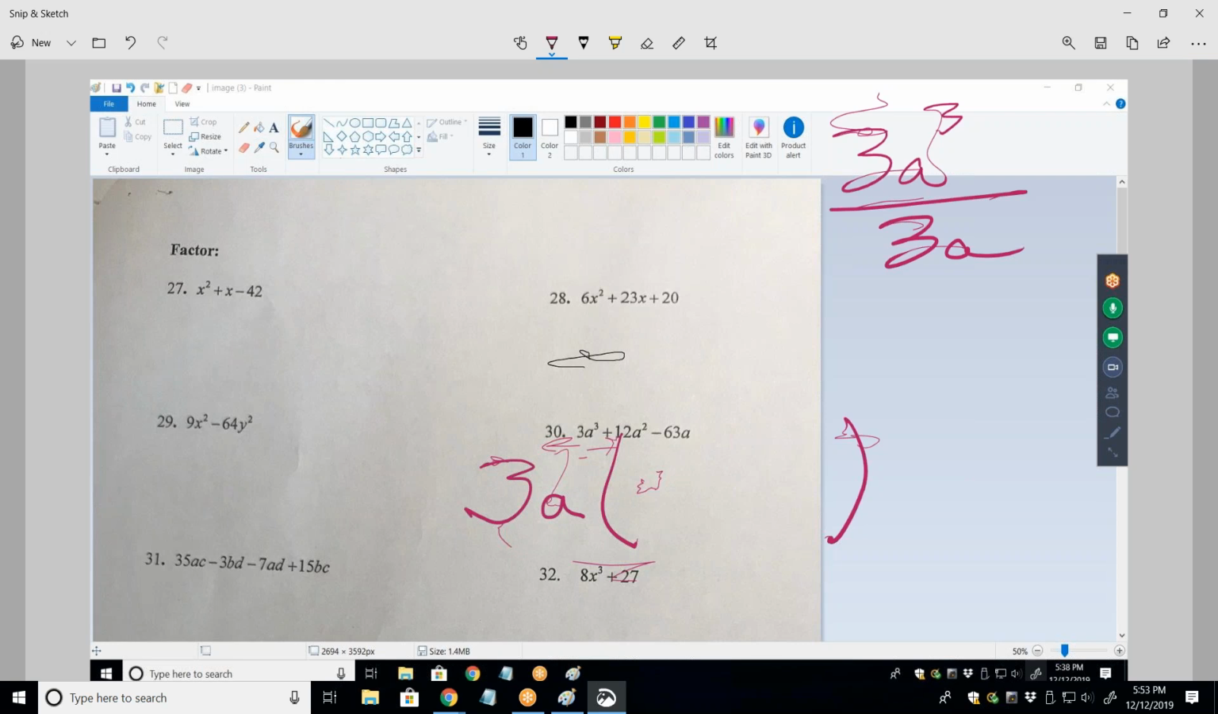1. 1 for the numbers, yes. What for the letters? 1a. What's a cubed divided by a? Remember your rules of exponents. Same base, division. What are you going to do to those exponents? Subtract them. So what is it? So it's 1a squared. So it's just a squared. We don't need to write the 1.